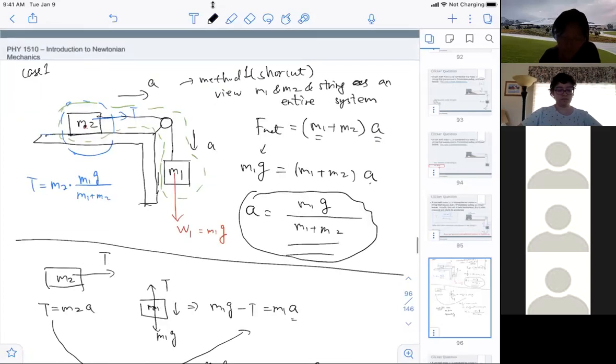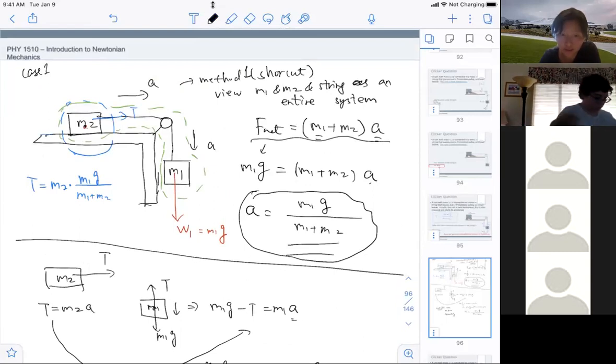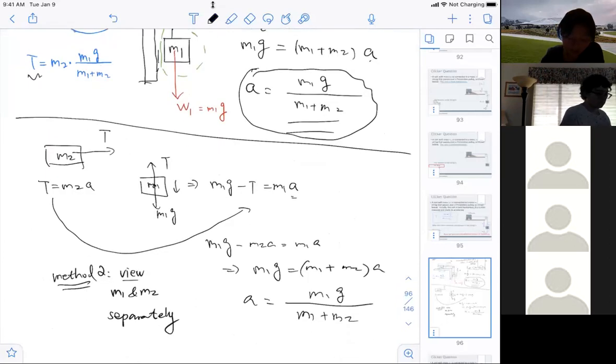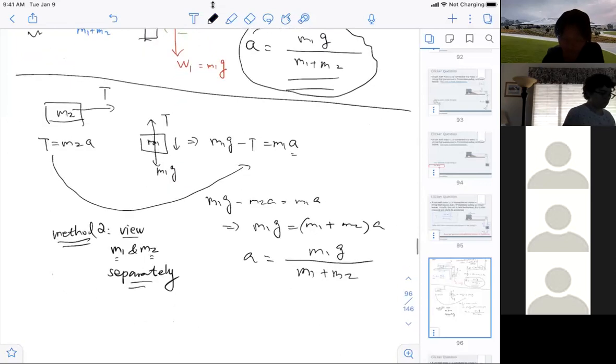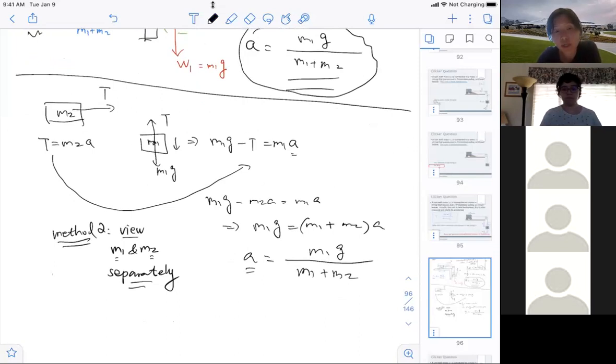So if you view them together, that's a shortcut that gets you the acceleration much faster. You don't have to think about tension when you set up your force equation to do the acceleration. But you do have to go back to the individual system to find tension later. For the second method, you view M1 and M2 separately and you draw free body diagrams separately. You find acceleration and you can also find tension. There is maybe not a drastic difference between these 2 methods. But when you have friction, maybe these methods will be a little bit more different.